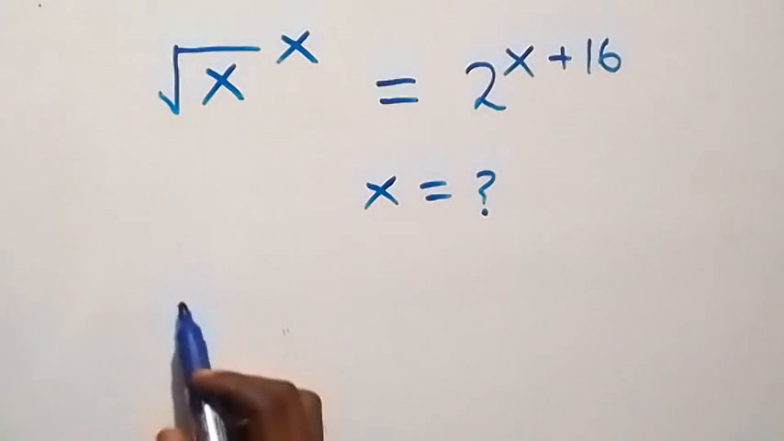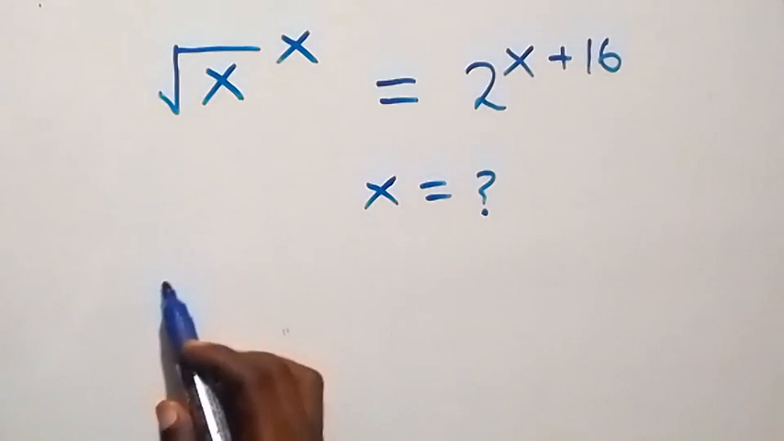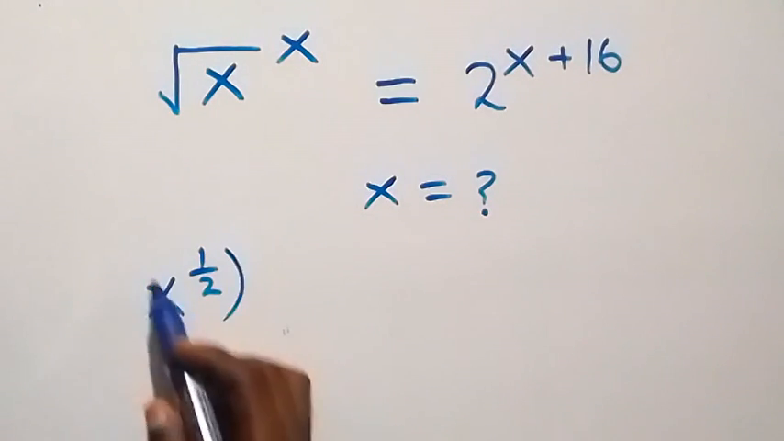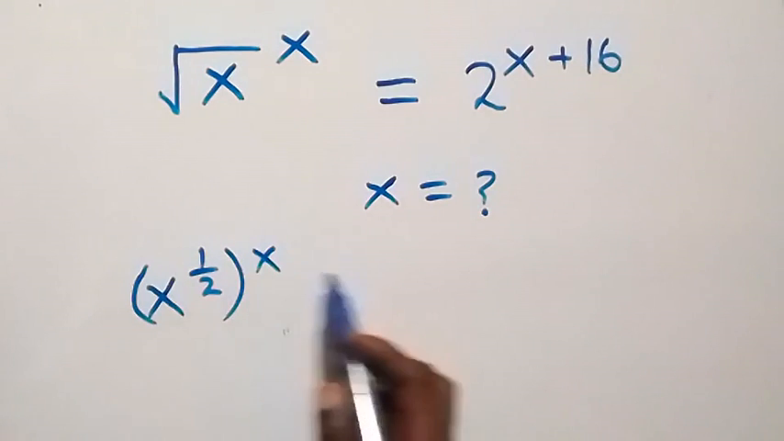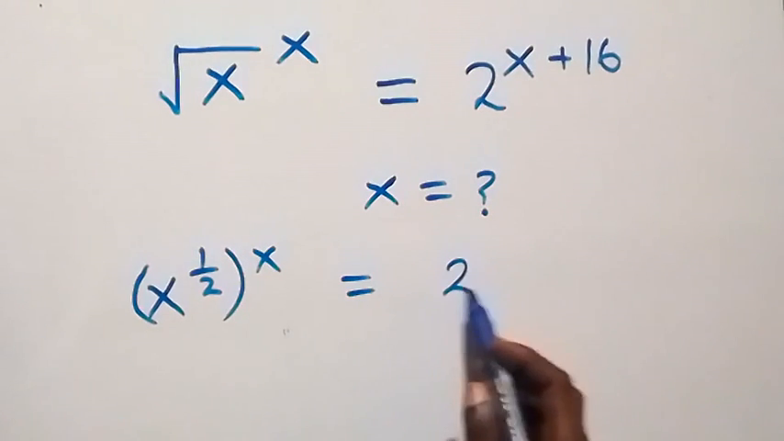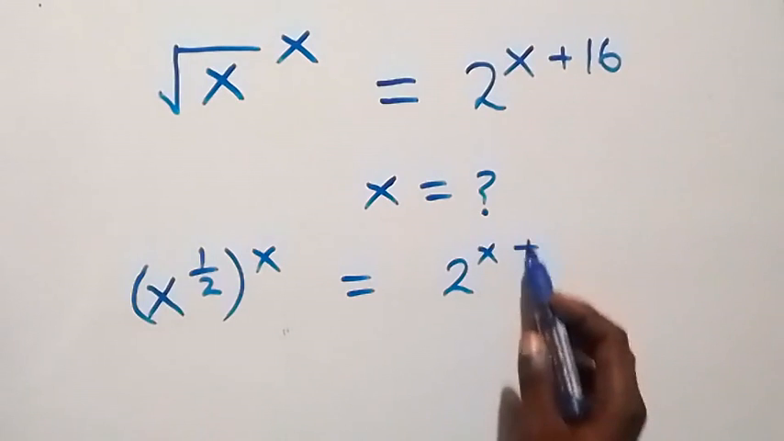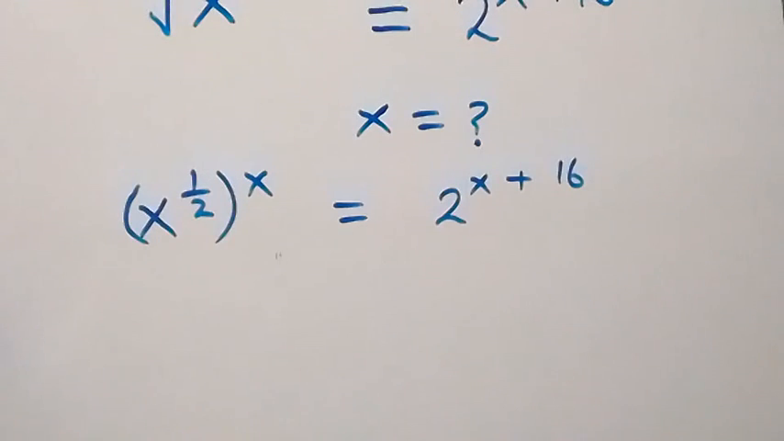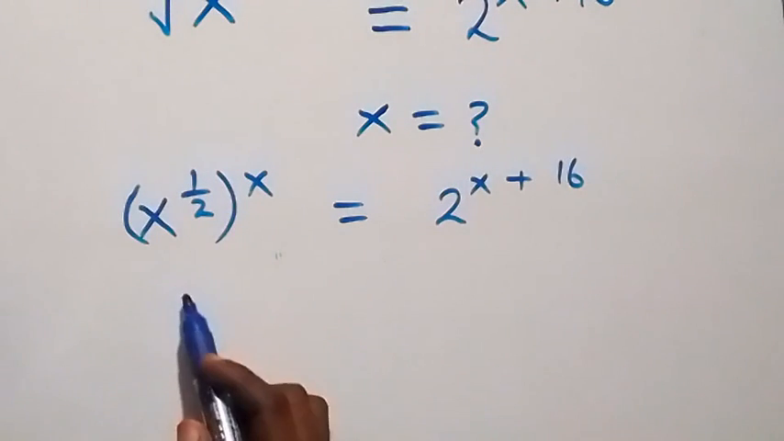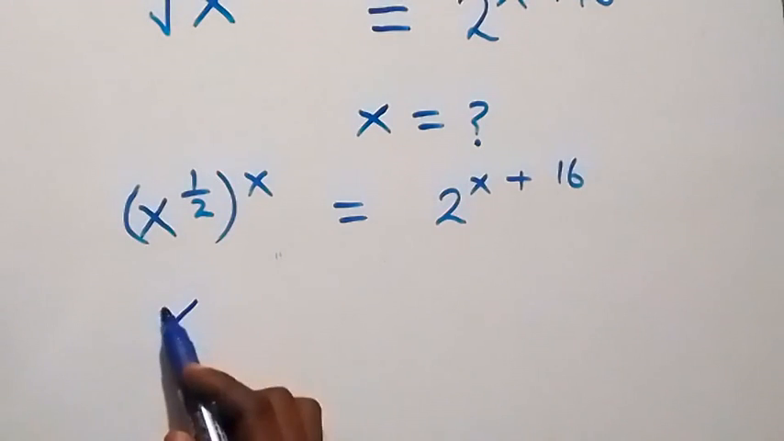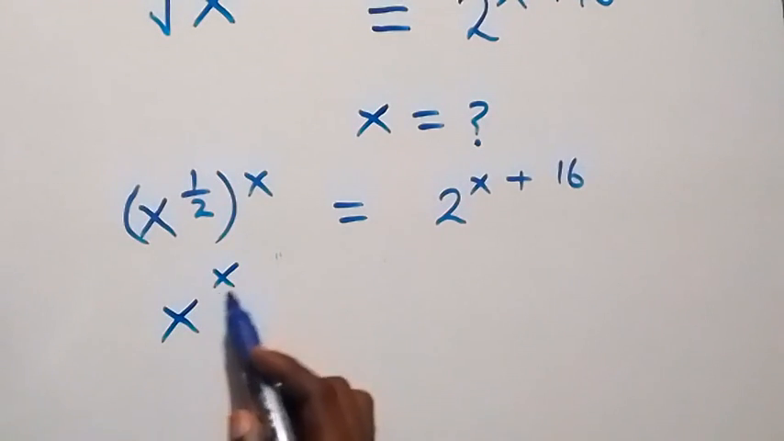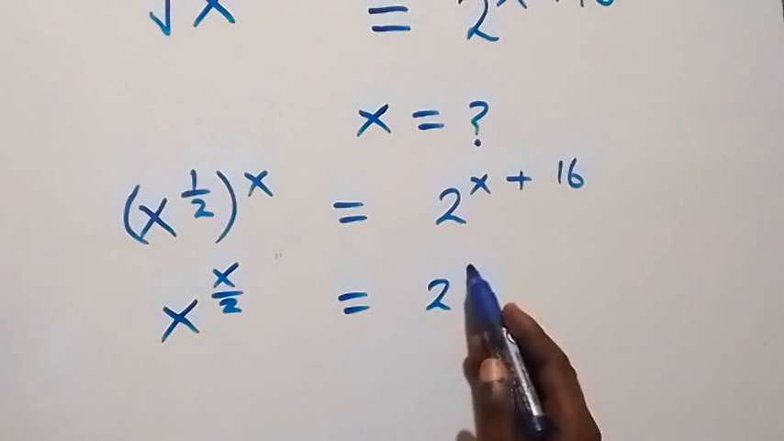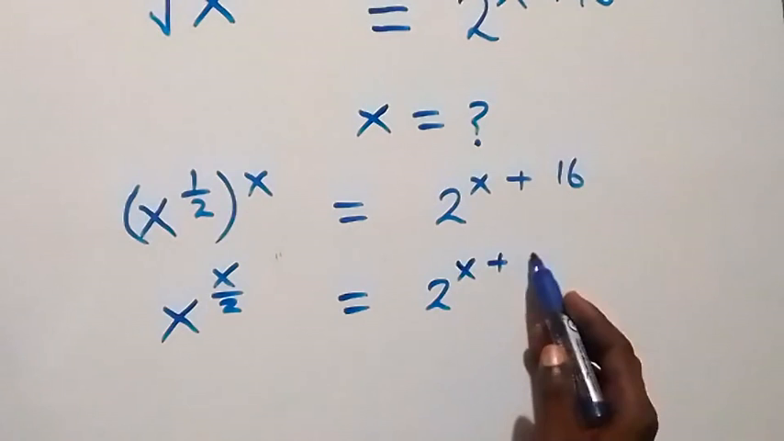From what we have here, we can write root x as x raised to power half, then raised to power x, which is now equal to 2 raised to power x plus 16 on this side. Then this power multiplies, and this can be written as x raised to power x over 2 equals 2 raised to power x plus 16 from here.